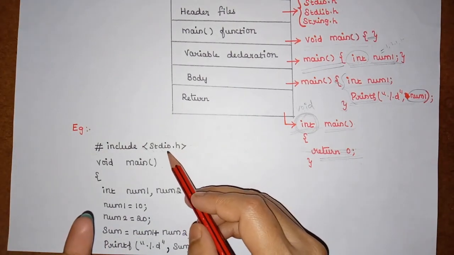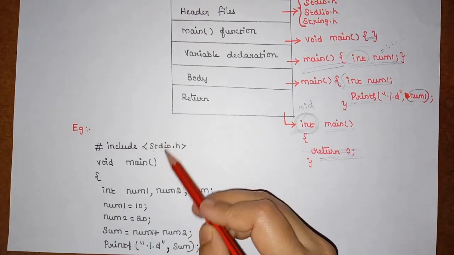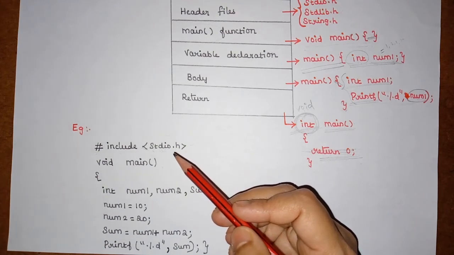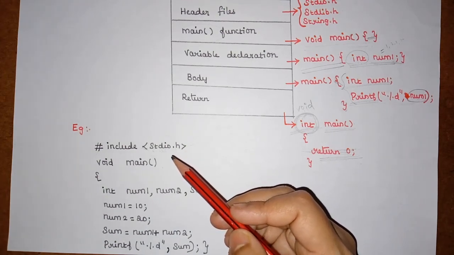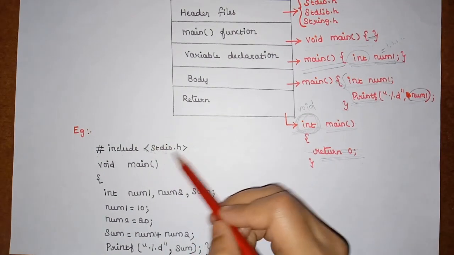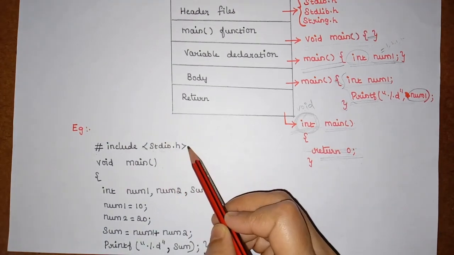And here we are performing operations, like getting input from the user and displaying something as output to the user. For all these purposes we need some statements, right? And all these statements are already inbuilt in this header file. That is why we are using this header file here.